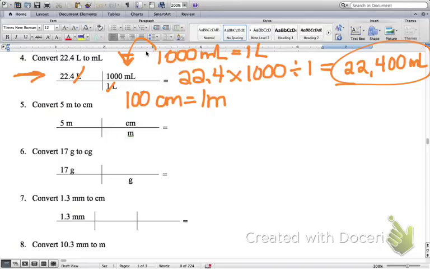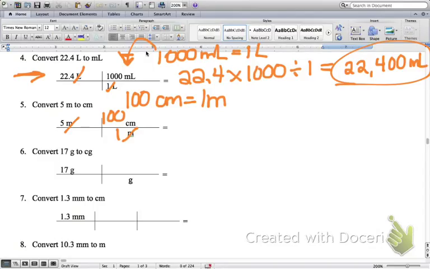Okay? Now, what I did show you in this problem was which unit needed to go on top and which unit needed to go on the bottom. Okay? I need the meters to go on the bottom. Okay, so my 1 meter goes on the bottom. And what's going to go on the top, you guys? The 100 centimeters goes on top. So now what happens to the unit of meters? It cancels out.